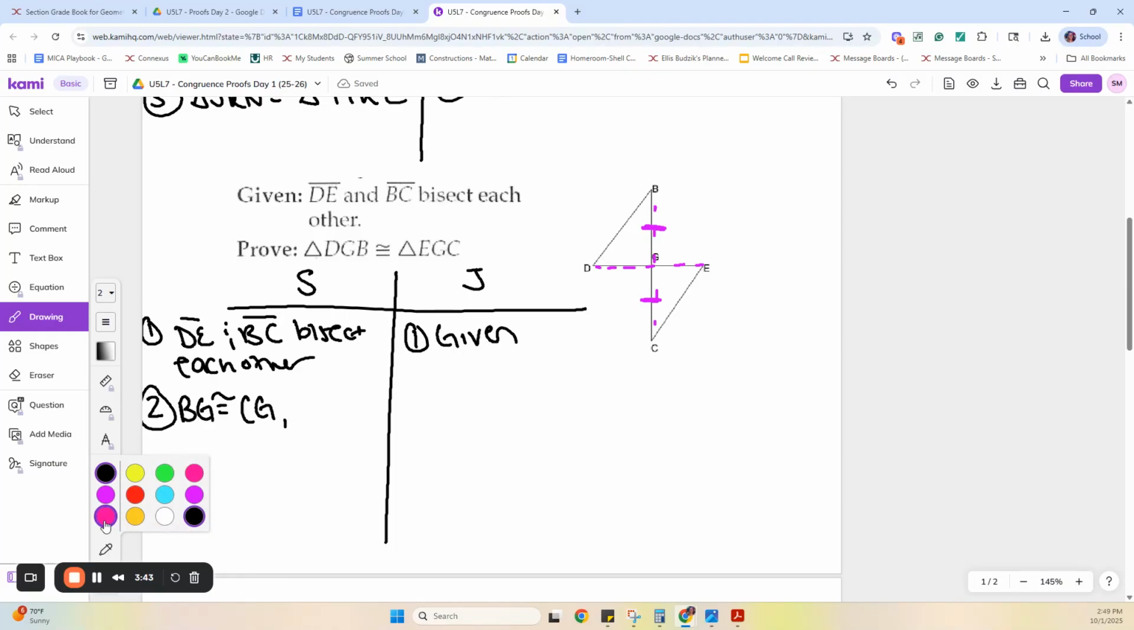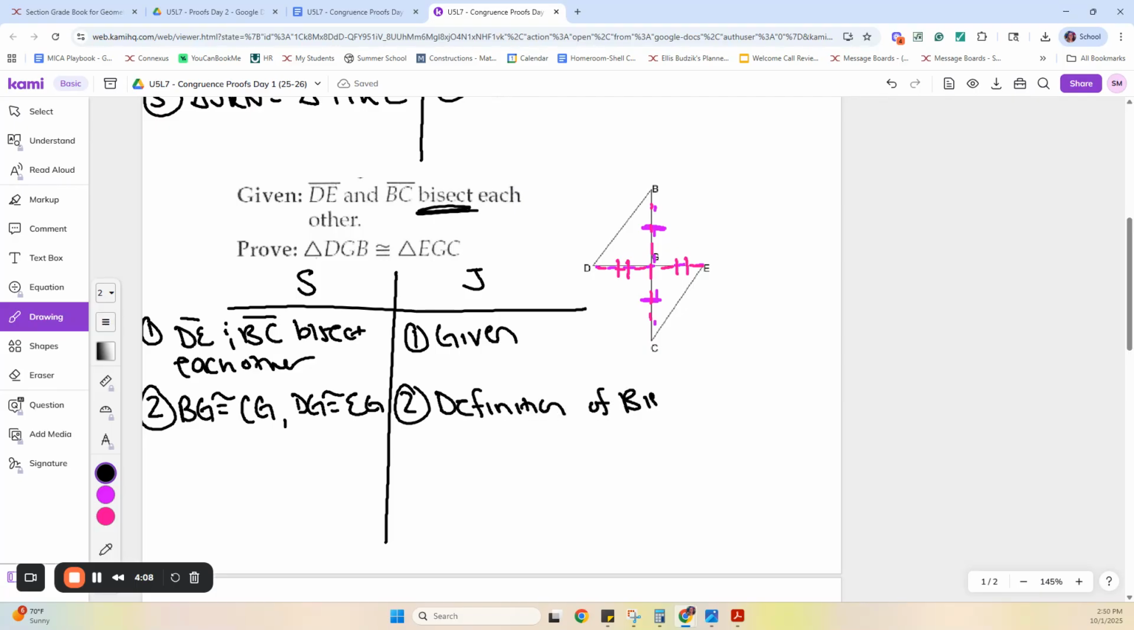Then I can also say that, hey, this BC is cutting DE in half. So then this half equals that half as well. So DG is congruent to EG. And why did I know those are congruent? Well, because it was bisecting. So I can say definition of bisector. That's how I knew.